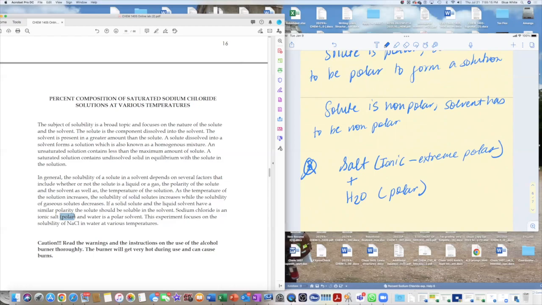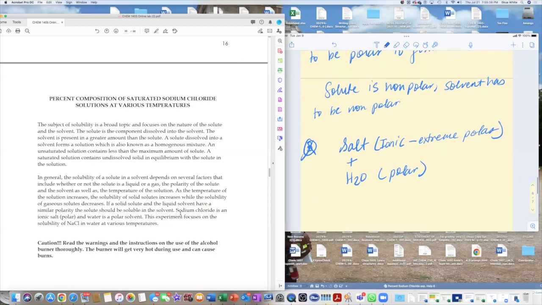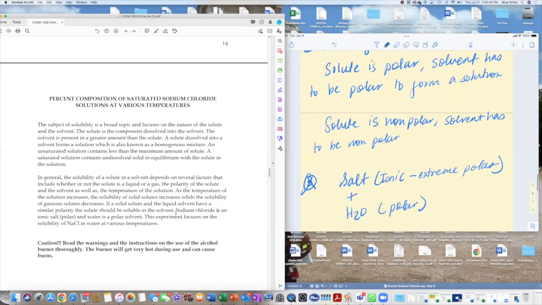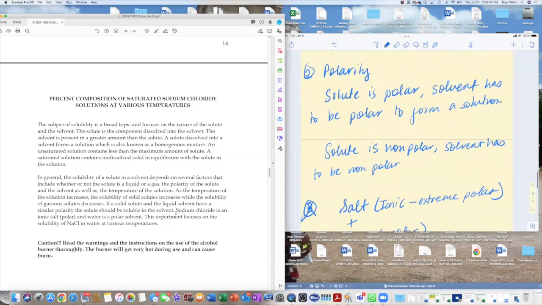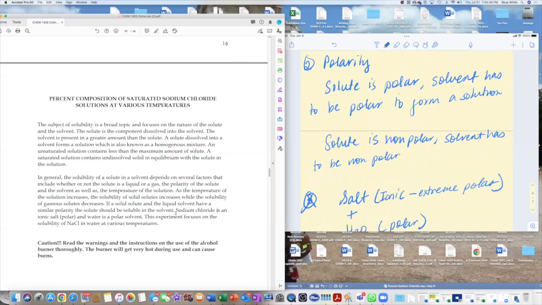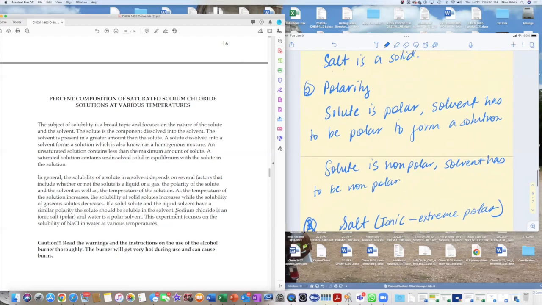Technically, the interaction that allows them to dissolve in each other is called ion-dipole, but that is beyond the scope of this class, right? So bottom line here is we're looking at sodium chloride dissolving in water. Sodium chloride is extreme polar, water is polar. And so the sodium chloride solute can dissolve in the water solvent. Okay, so we're talking about the solid. With the liquid, same thing. As long as the solute liquid is polar and the solvent liquid is also polar, a solution can form.